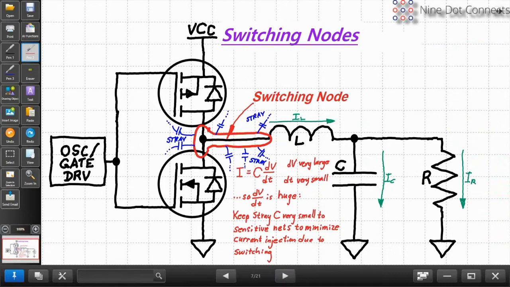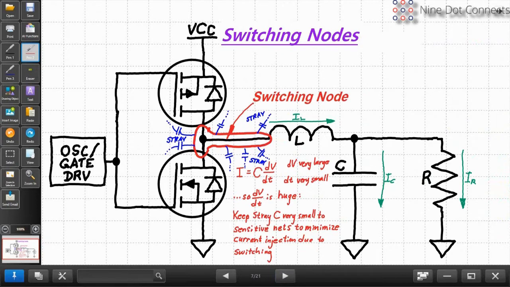Well, if there's stray capacitance, what's the current involved in those stray capacitances? I equals C dV/dt. Well, dV/dt is huge, so C dV/dt is going to be pretty huge too, so the current is huge. That means that these stray capacitances can couple that switching energy, those sharp spikes, into anything in their vicinity. So it's very, very important to stop that from happening.